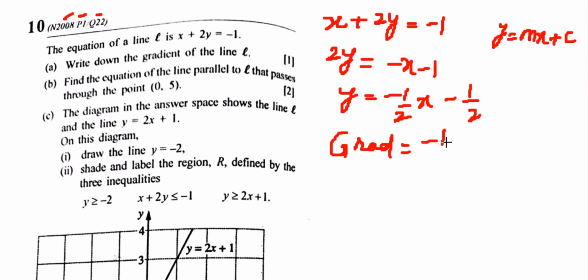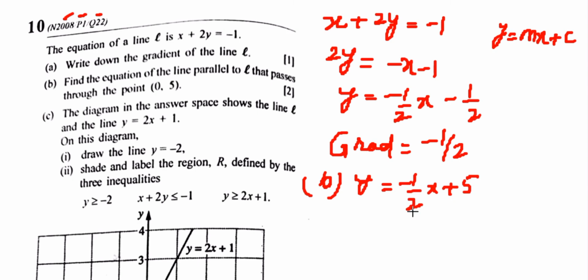minus 1/2. Find an equation of the line parallel to L that passes through the point (0, 5). The required line is simply y is equal to minus half x plus 5.